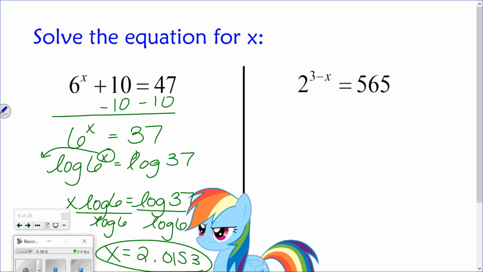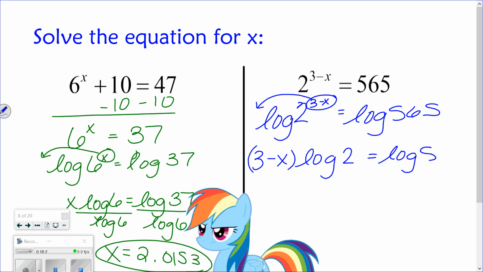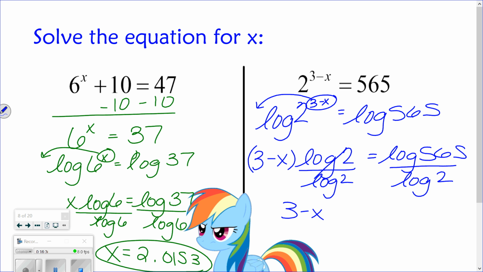All right, so we take the log of both sides because I can't rewrite them with the same base. So 2 to the 3 minus x equals log 565. My properties allow me to move my exponent out in front. So (3 minus x) log of 2 equals log of 565. To get this part by itself, we divide by the log of 2. So we get 3 minus x equals stuff, right?